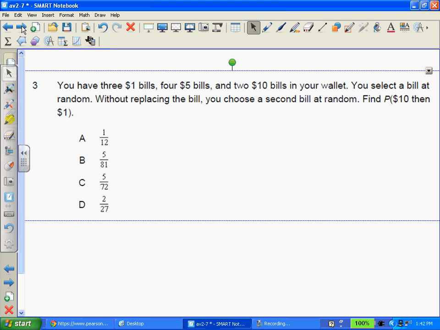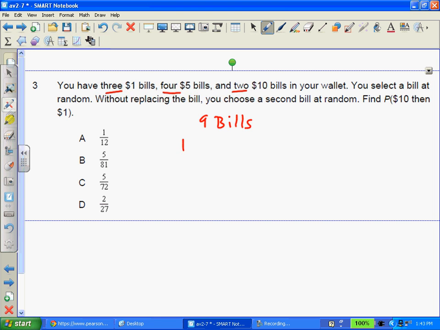So you have 3 $1 bills, 4 $5 bills, and 2 $10 bills. That's 3 plus 4 plus 2, or 9 bills altogether. You select a bill at random. Without replacing the bill, you choose a second bill at random. Find the probability of choosing a $10 bill and then choosing a $1 bill.